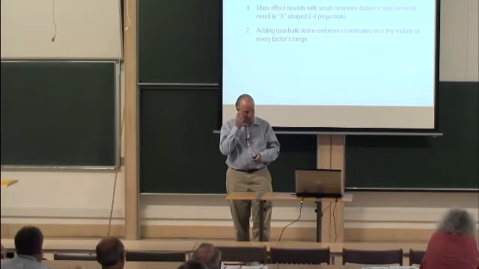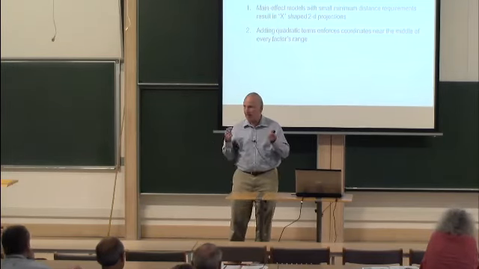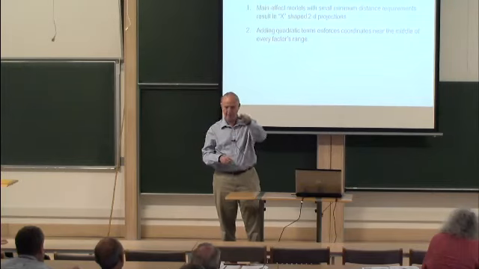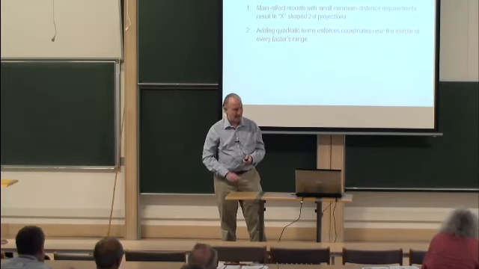So here are some interesting things that happen. One is, if you make the polynomial model a main effects model, and your factors are all quantitative, then what the criterion wants to do, especially if the inter-point distances are small, is make little X's, so that in two-dimensional projections, you have an X of points, and then space in the middle. That really doesn't look very nice.